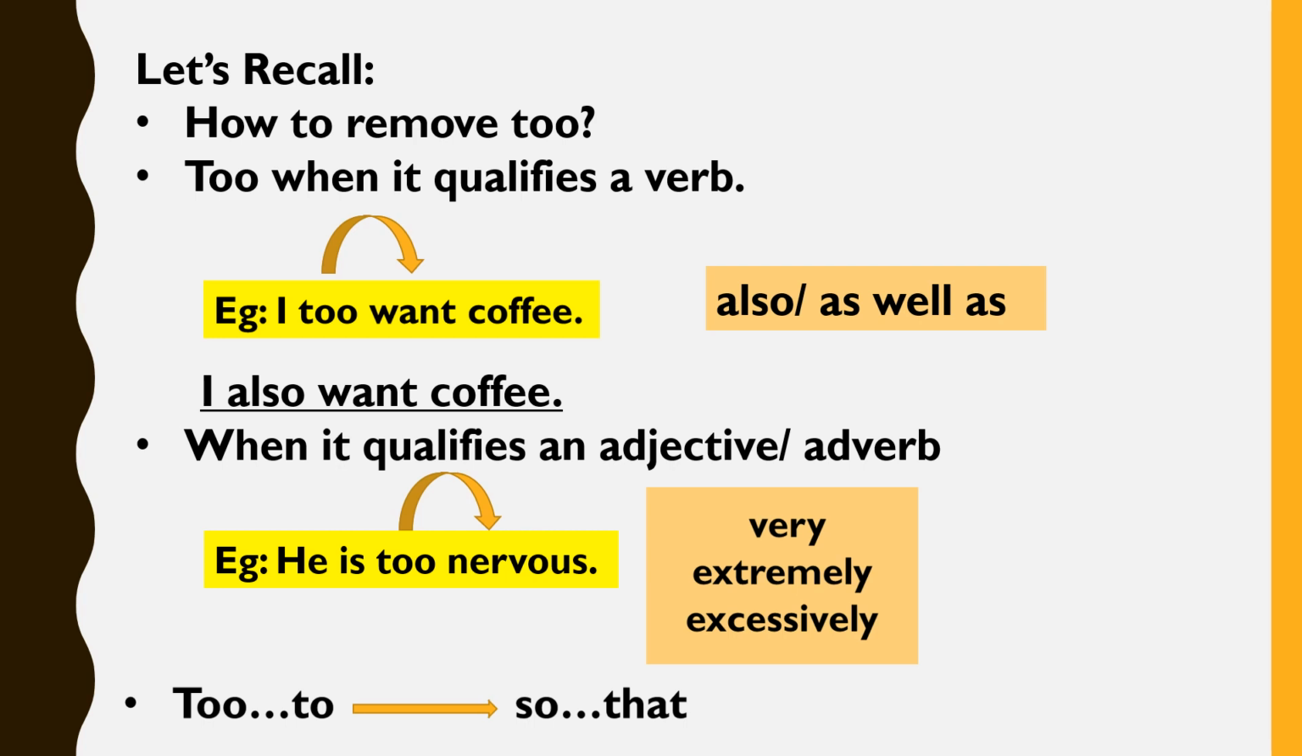Children, let's recall all that we learned today. Today we learned about how to remove the adverb "too" from a sentence. The adverb "too" can be replaced by the words "also" and "as well" when it qualifies a verb. The adverb "too" can also be replaced with the words very, extremely and excessively when it qualifies an adjective or an adverb. The adverb "too" can also be replaced by using the words "so... that" in a sentence.